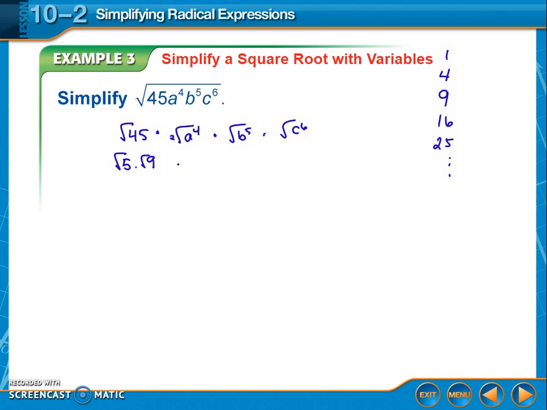4 divided by 2 is 2, so this is going to become a squared. The square root of a to the 4th is a squared, because a squared gives you a to the 4th.